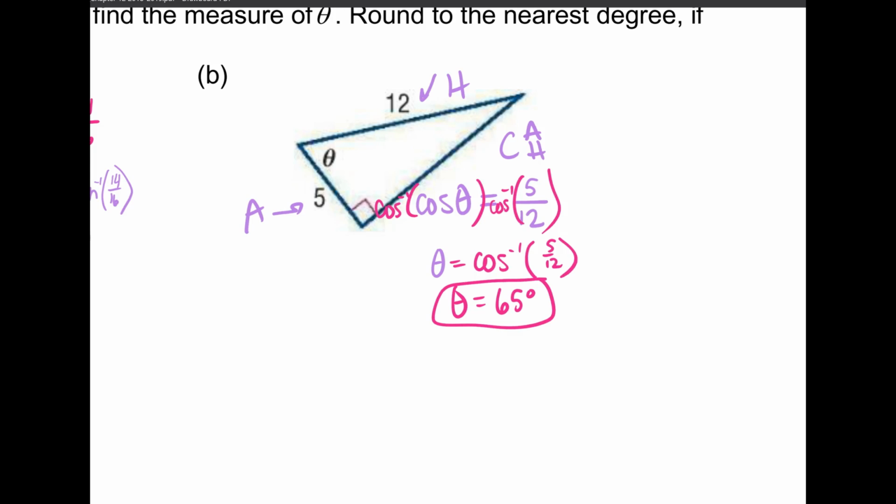We learned how to solve for a side. We've learned how to solve for an angle. We can put it together. We can talk about uses. So, angle of elevation, depression. An angle of elevation is formed by the horizontal line and an observer's line of sight to an object above.